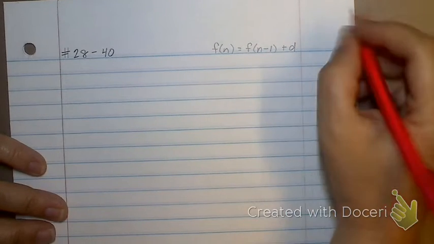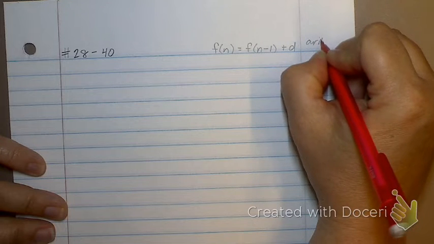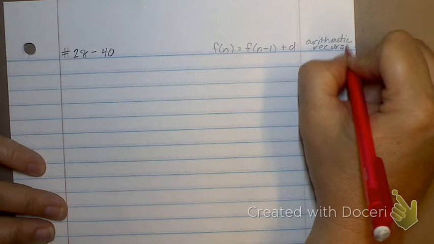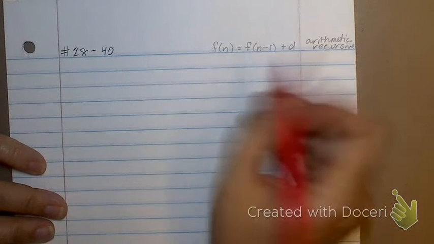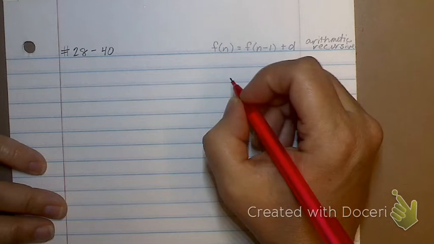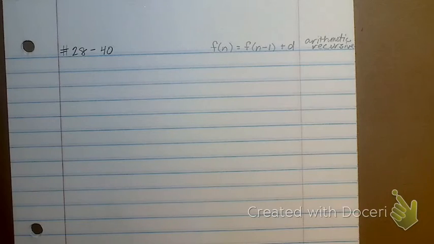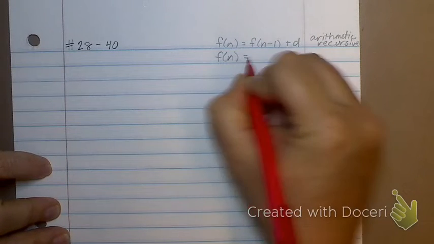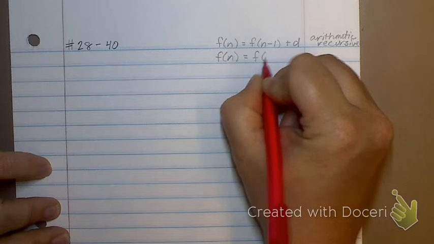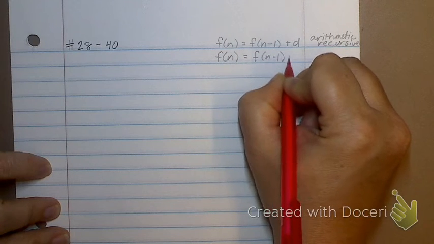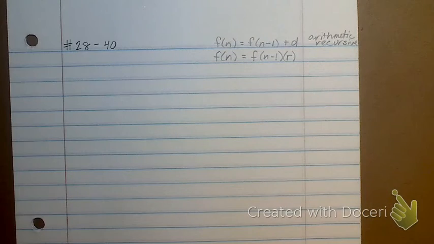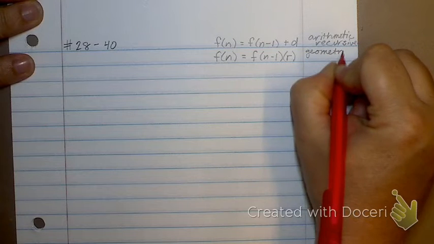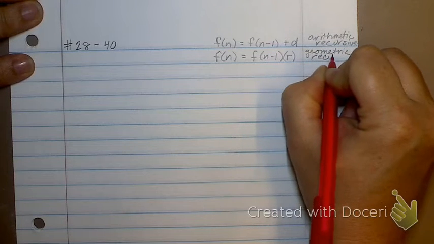Does anyone know what that one is? Oh, I remember that. Arithmetic recursive. Anytime you have the f of n minus 1, it's recursive. Next one I'm going to do is, let's see, hang on. Writing them off as f of n is equal to f of n minus 1 times r. Anyone know what that one is? Geometric recursive.